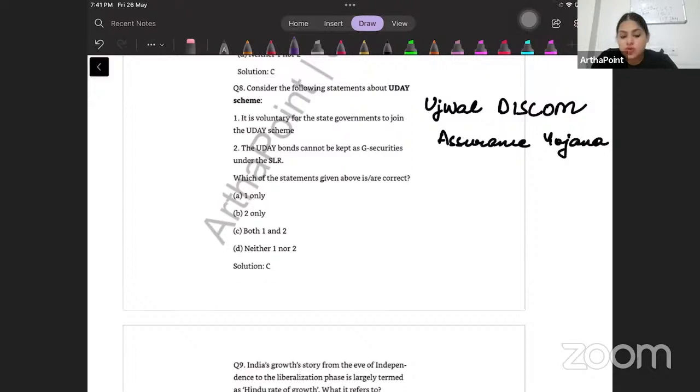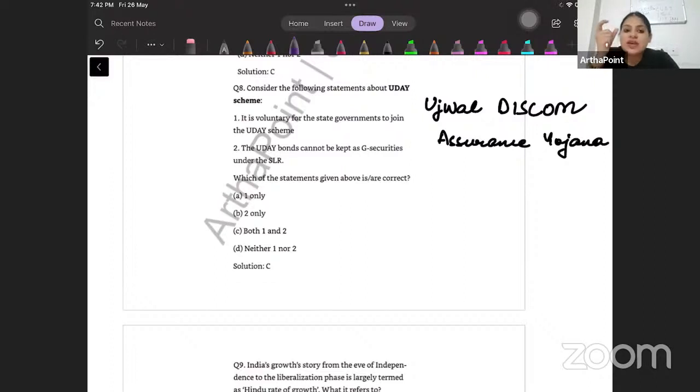These UDAY bonds are related to a particular sector. When that sector performs very well, the value of those bonds also increases, okay. So basically, on the UDAY bonds you go ahead and get some interest, you get some return on it. And its impact is basically related to the power sector, right? It is related to the power sector. This was launched in November 2015, right?